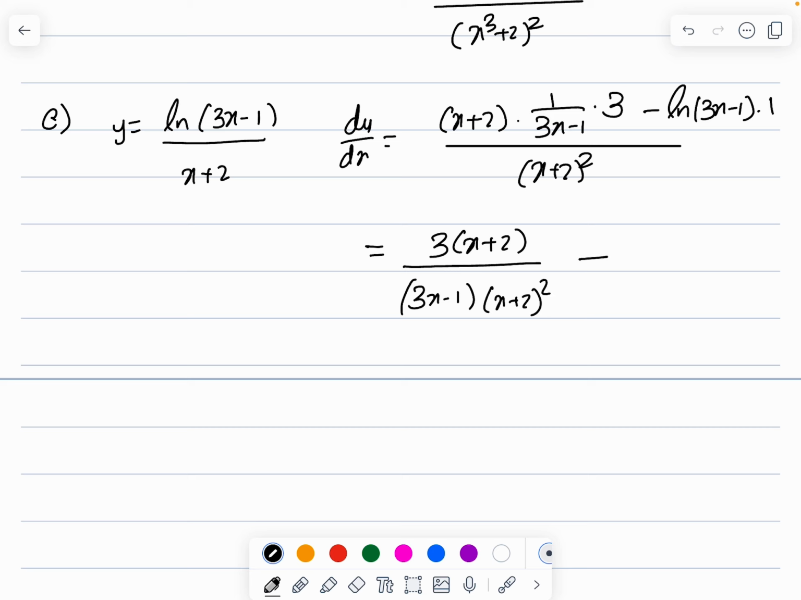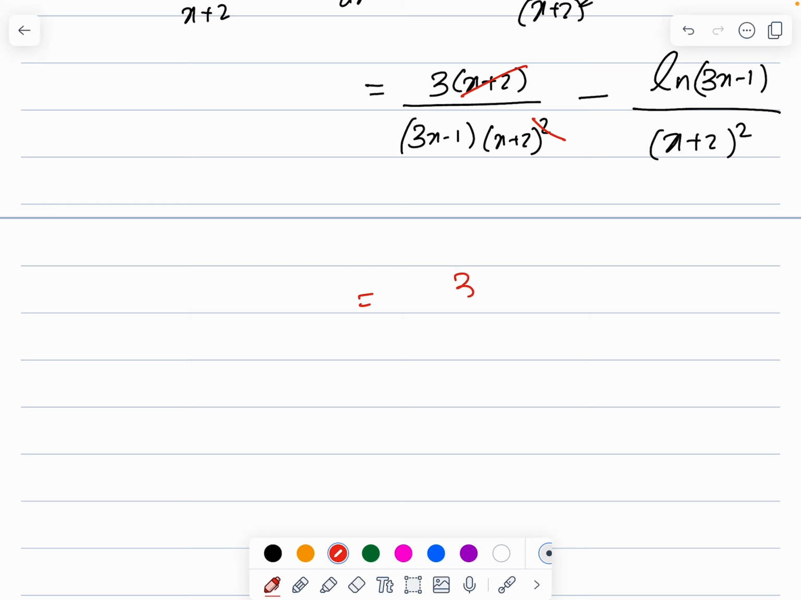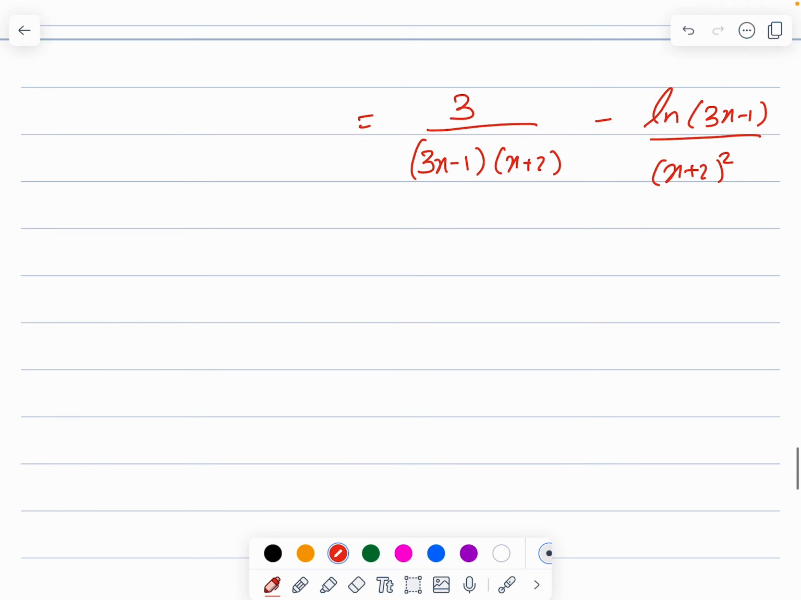I'll separate in two fractions. That will be better. ln(3x minus 1) divided by (x plus 2) whole square. The reason for separating into two fractions is that one (x plus 2) can be cancelled. My final answer will be 3 upon (3x minus 1) times (x plus 2) minus ln of (3x minus 1) upon (x plus 2) whole square. This is going to be the answer for part E.